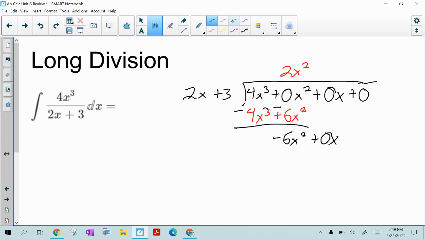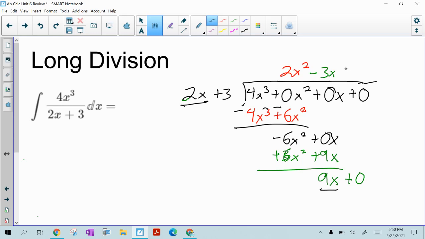Once again, I'm going to say, what do I need to multiply this by to get that negative 6x? So I'm going to say negative 6x squared is going to get me a negative 3x. And let's see what we've got then. So negative 3x is going to get me a negative 6x squared, and negative 3x times 3 is a negative 9x. Again, and add down.